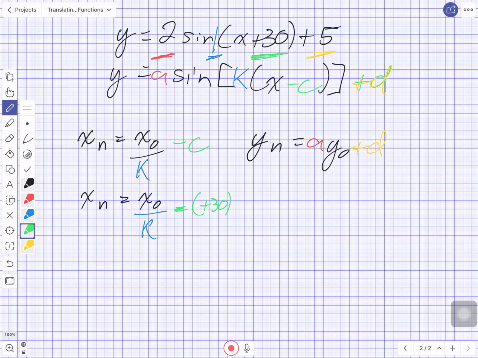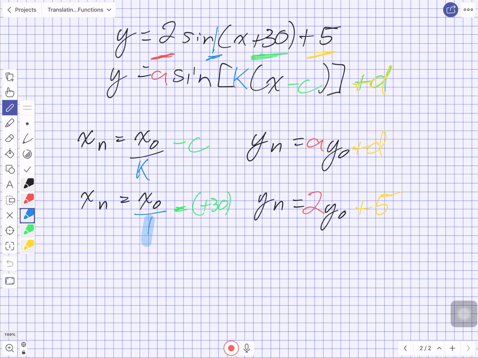And the new y value is equal to the a value, which we said was 2, multiplied by your old y value plus 5. That one's a lot more straightforward. That's essentially the equation. I wrote k, but I think I said 1 out loud. I don't always write what I say.